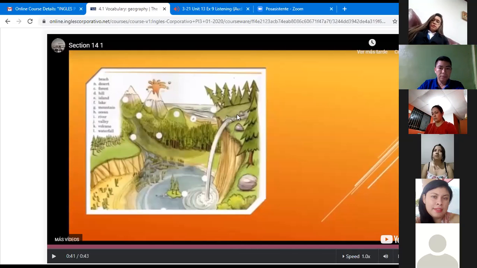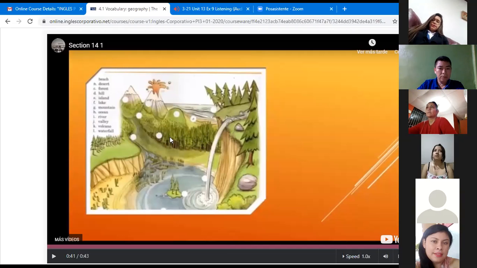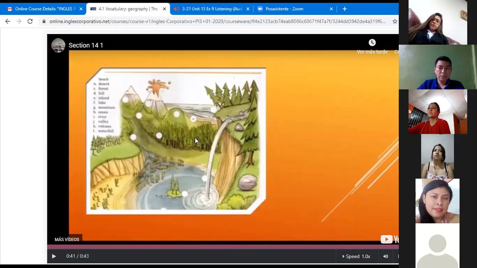River. This is the river. Okay, the river. This one? It's valley. Forest. The forest. The trees? The forest. Okay, forest. In English you say deforestation. When you cut the trees, deforestation. Okay, so there, forest.